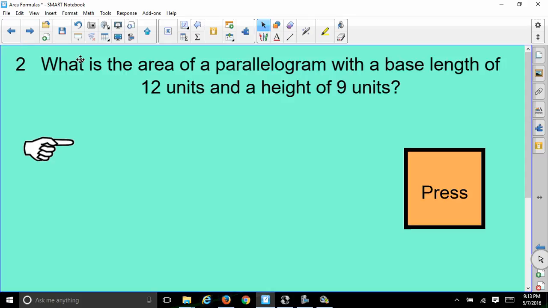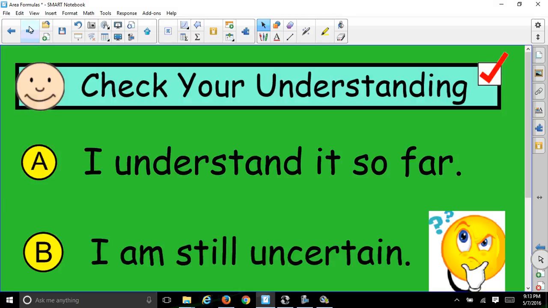Here's one for you. What is the area of a parallelogram with a base length of 12 units and a height of 9 units? Remember, area equals base times height when we have a parallelogram, so maybe that'll give you a little help. Check your understanding, see if you understand so far. If you do, great. If you don't, just write down your questions and bring them in the class tomorrow, and we'll talk about it.